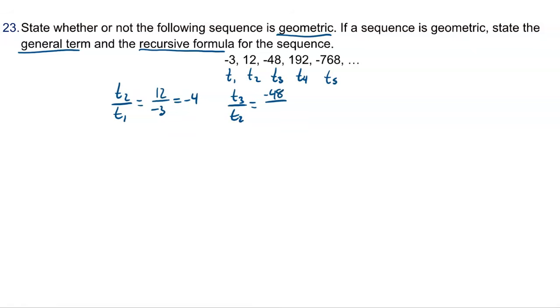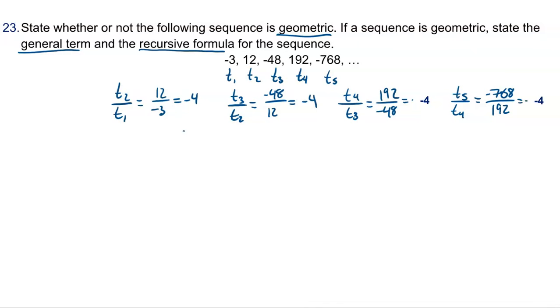Because if it has a common multiple that's being multiplied by every time, then it's geometric. So term 2 divided by term 1 was negative 4. Term 3 divided by term 2 is also negative 4. And then if we divide term 4 divided by term 3, that again is negative 4. And then the last one we check, term 5 divided by term 4, we have to take the negative 768 and divide it by 192. And I get, again, negative 4.